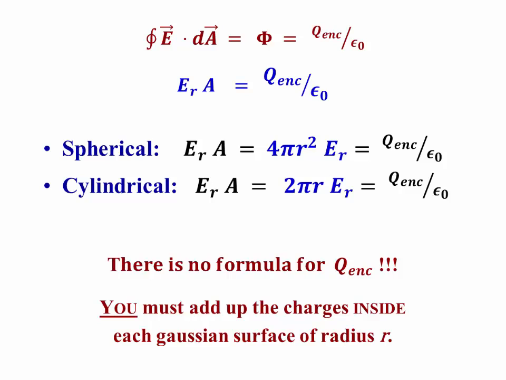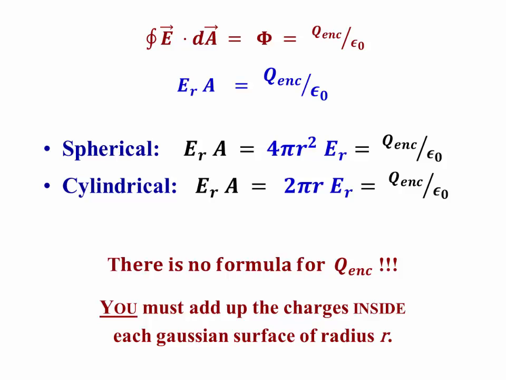Quick overview. The surface integral gives you the flux, which is the Q enclosed over epsilon naught. We can reduce that to the field strength times the area for a particular simple situation. Again, equal to the Q enclosed by that surface divided by epsilon naught.